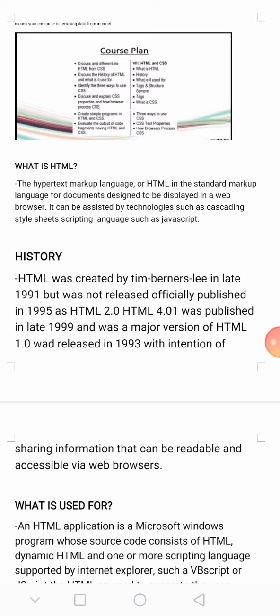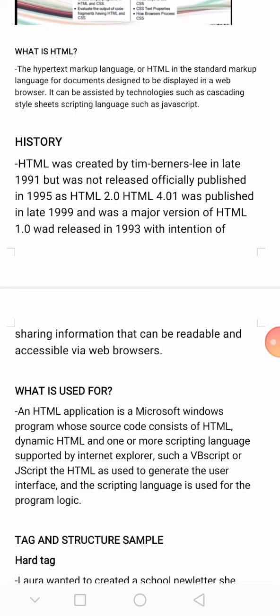History. HTML was created by Tim Berners-Lee in late 1991 but was not officially published until 1995 as HTML 2.0. HTML 4.01 was published in late 1999 and was a major version of HTML. HTML 1.0 was released in 1993 with the intention of sharing information that can be readable and accessible by a web browser.